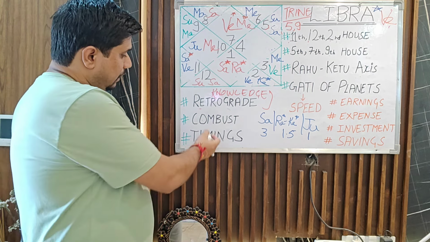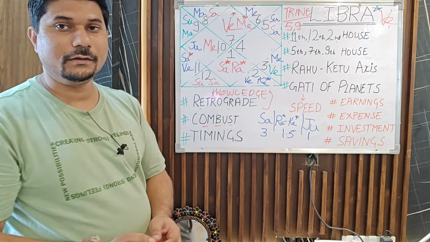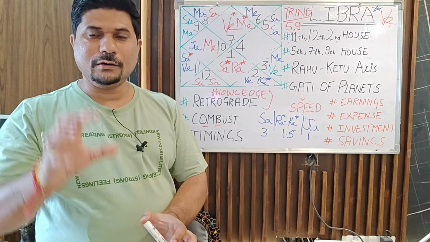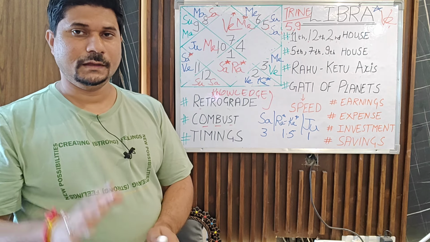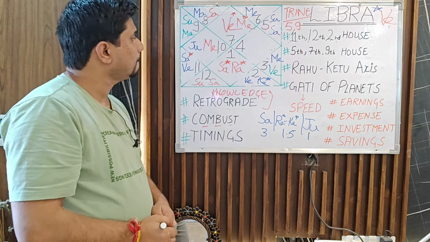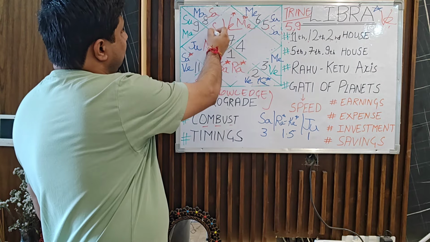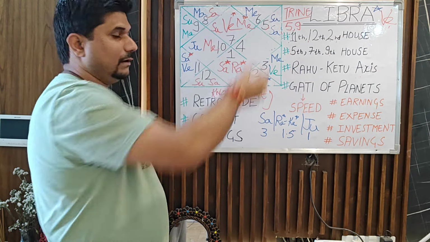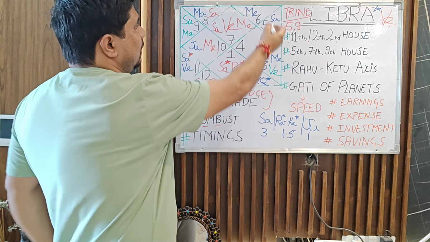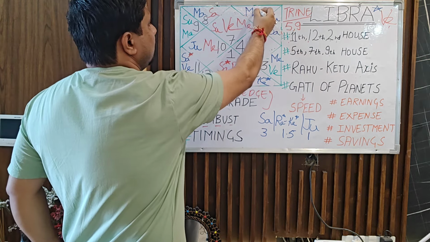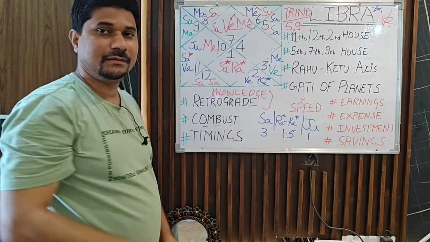Okay. Next, let's try to understand the combust planet. Planets get combust in Vedic astrology whenever they are in close proximity with planet Surya or planet Sun. For example, let me add Sun up there. Sun, Venus, Mercury conjunction. Or it may be Sun and Mercury, where Mercury is combust. It may be Venus is also combust, Mercury is also combust.